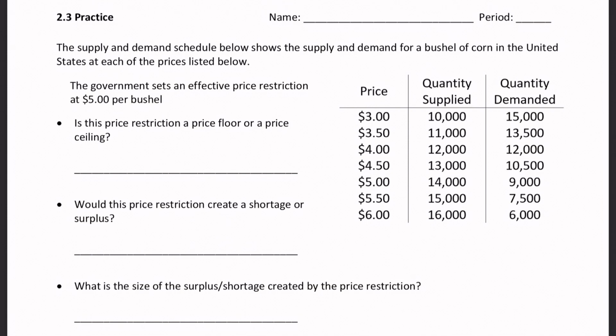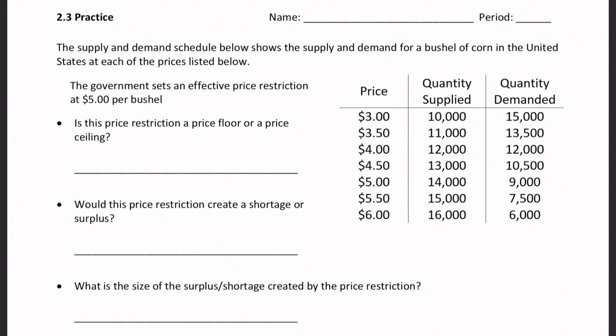Let's say the government sets an effective price restriction at $5 per bushel. And let's say we're looking here at a bushel of corn, the instructions say. So they set an effective restriction at $5 per bushel. Well, first of all, we have to gather some information before we do any of that. Probably the most important piece of information first is we need to find our equilibrium.